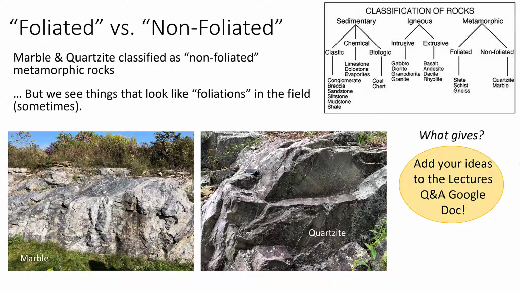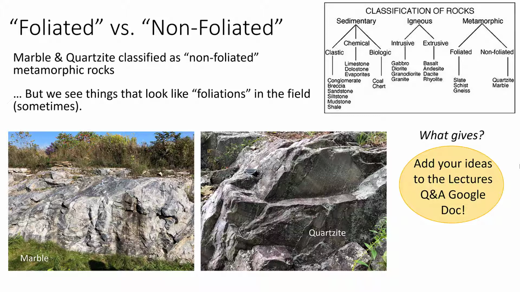Let's have a look at the broad classification of metamorphic rocks for a second. The foliated versus the non-foliated rocks. Foliated metamorphic rocks include slate, schist, and gneiss, and non-foliated metamorphic rocks include quartzites and marbles.